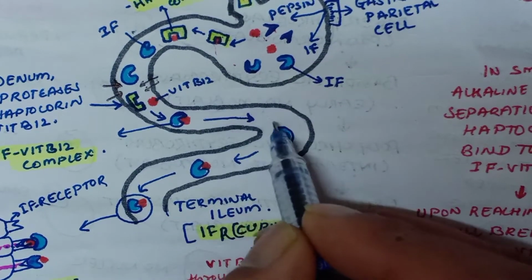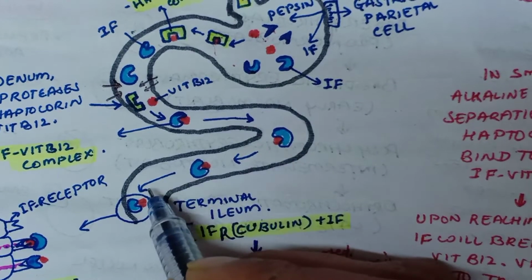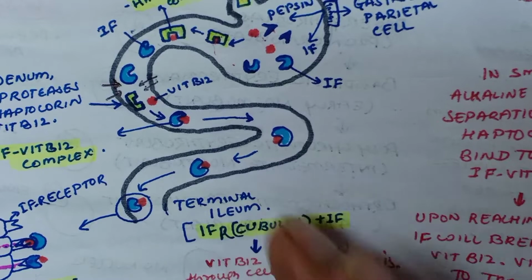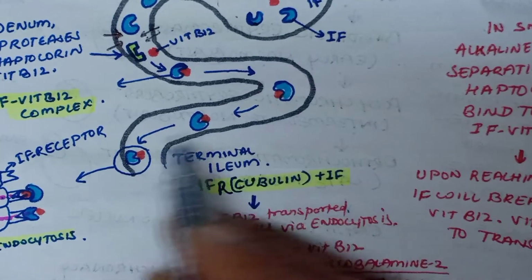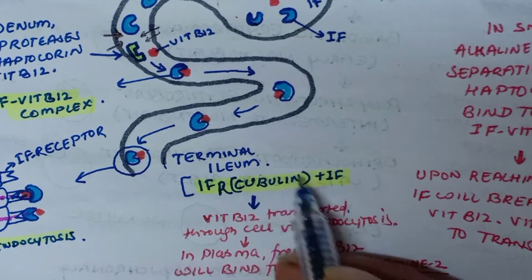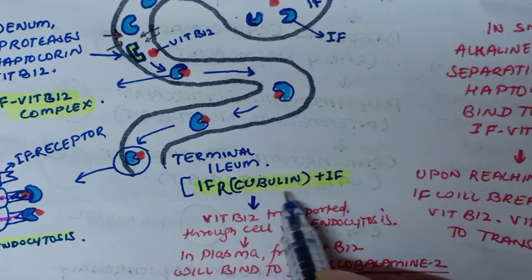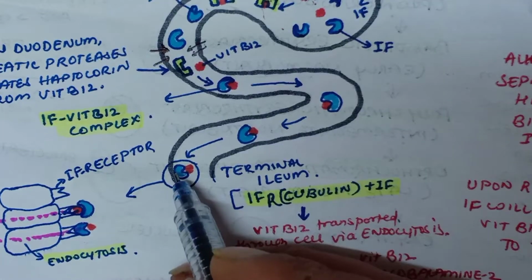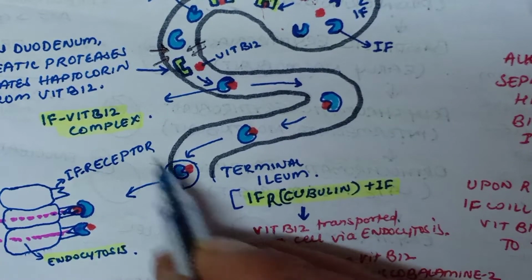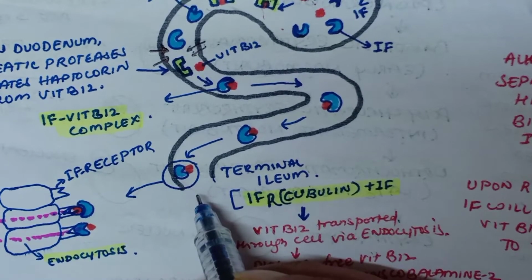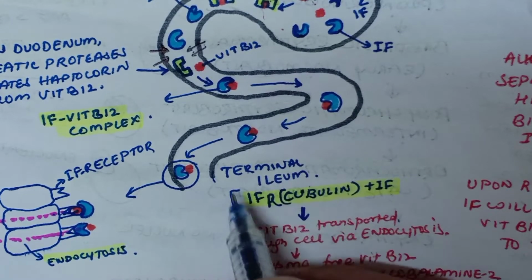Now they will travel all the way to the terminal ileum. So what happens in the terminal ileum? In the terminal ileum there are receptors known as tubulin. So tubulins are receptors for intrinsic factor. So the intrinsic factor vitamin B12 complex will bind to the receptor present in the terminal ileum.